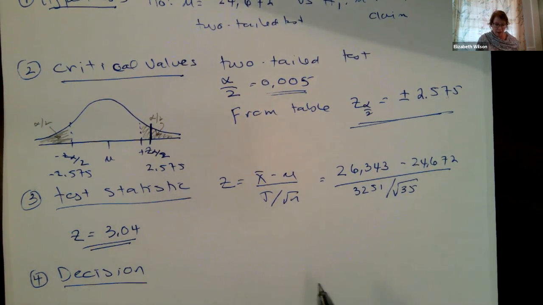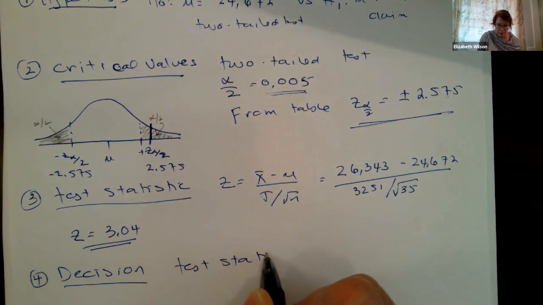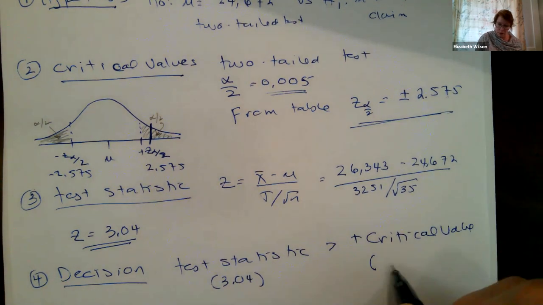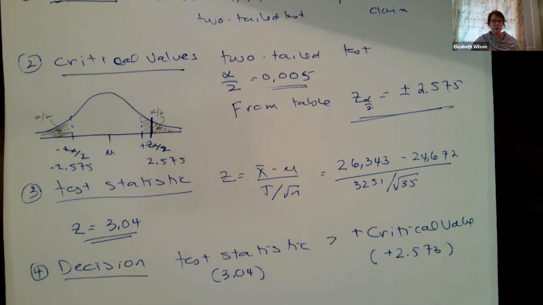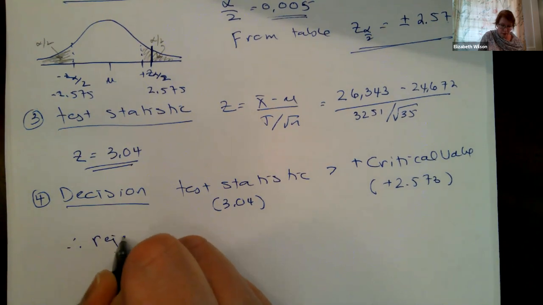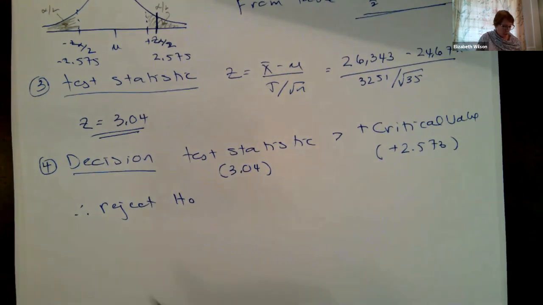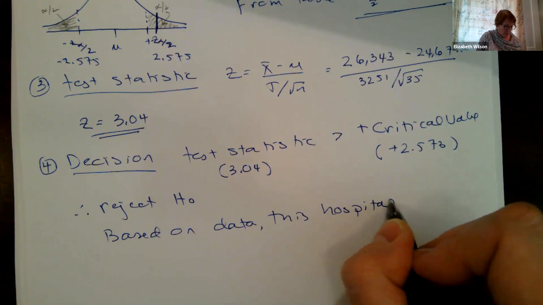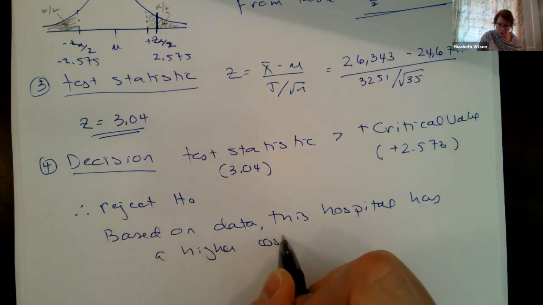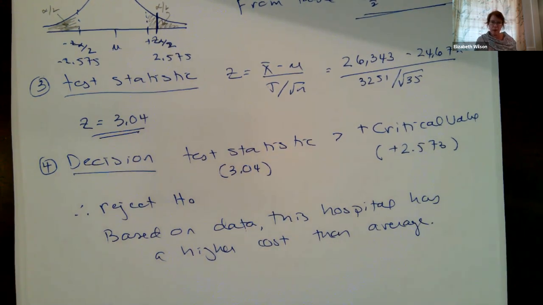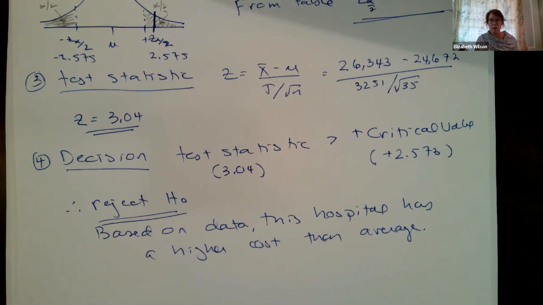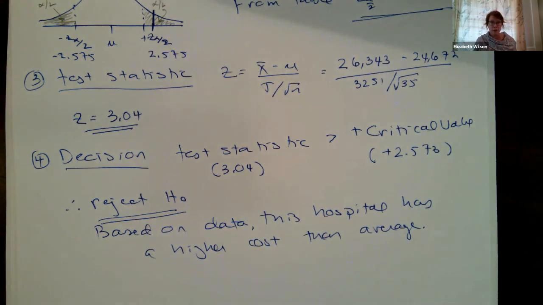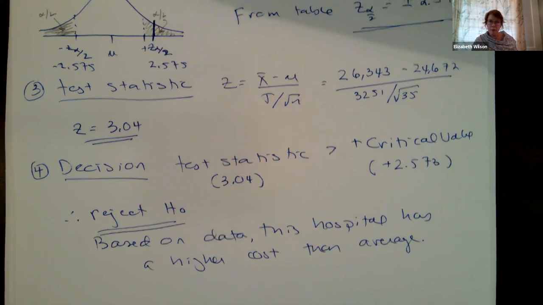So my decision based on my test statistic and my critical value. I say my test statistic 3.04 is greater than the positive critical value, which was positive 2.575, which puts it in the critical region. Therefore, I can reject our null hypothesis. What does that mean? I'm going to write that in words. Based on the data, this hospital has a higher cost than average. So we're rejecting the null hypothesis. The null hypothesis was that there's no difference in price. The alternative hypothesis is that there is a difference in price. Notice how I didn't say we're going to accept the alternative. I said we're going to reject the null hypothesis, based on where our test statistic fell within our critical region.